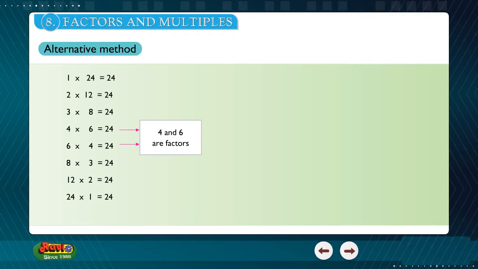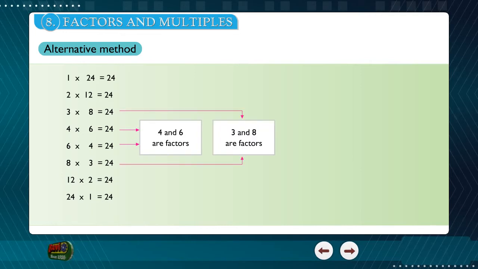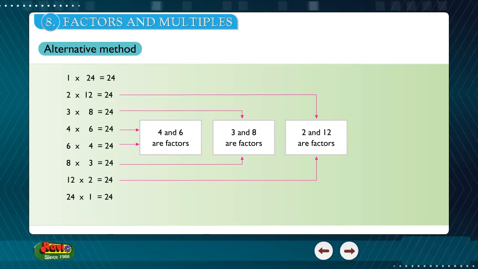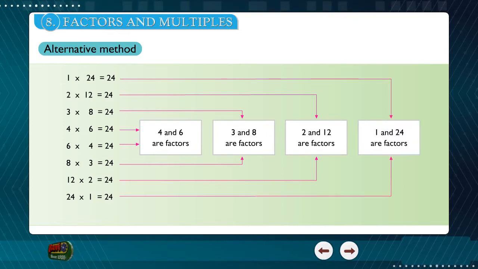4 and 6 are factors. 3 and 8 are factors. 2 and 12 are factors. 1 and 24 are factors. Thus 1, 2, 3, 4, 6, 8, 12 and 24 are the factors of 24.